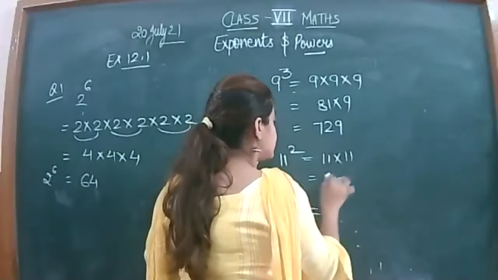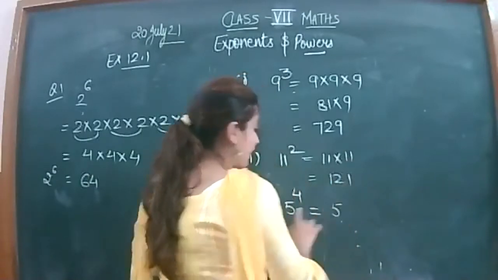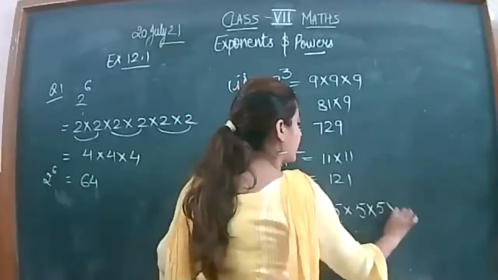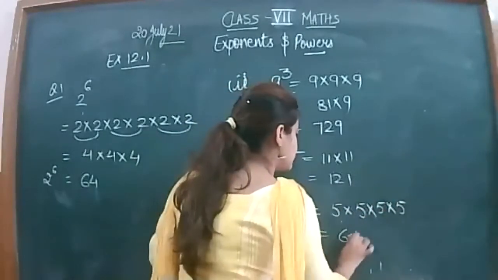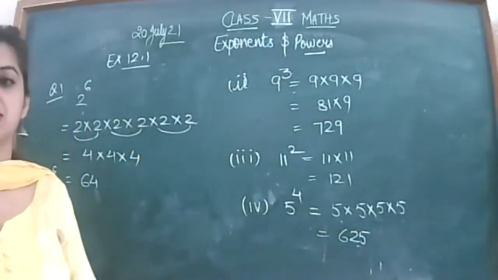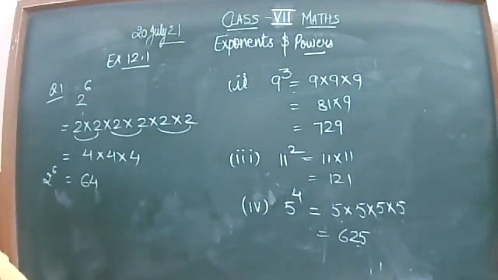Eleven into 11 is 121. 5 raised to power 4 means 5 will be multiplied 4 times. Answer is 625. Check your answers. Check your answer. Hurry up. Done. Arpita, do you have any doubt?